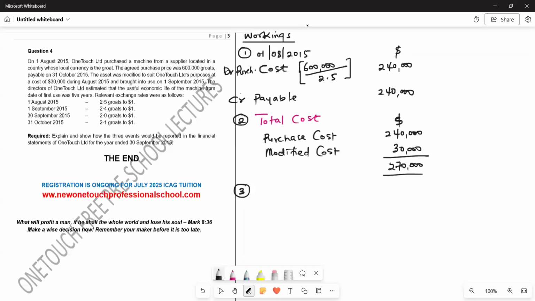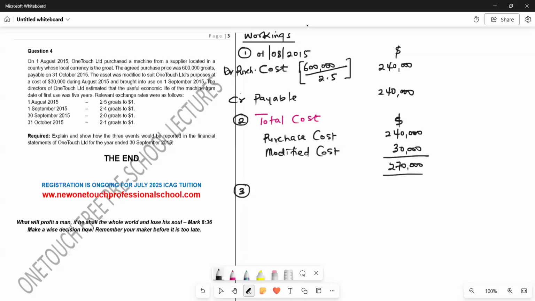When they say the asset was modified at a cost of 30,000 during August, it means the whole month of August was used for the modification. It was even stated that it was brought into use on 1st September. Yes, and I'm saying that the date at which the asset is brought into use is irrelevant when it comes to depreciation. What we care about is the date at which it was ready for use. We don't care when we start using the asset. Depreciation commences as soon as the asset is available for use.